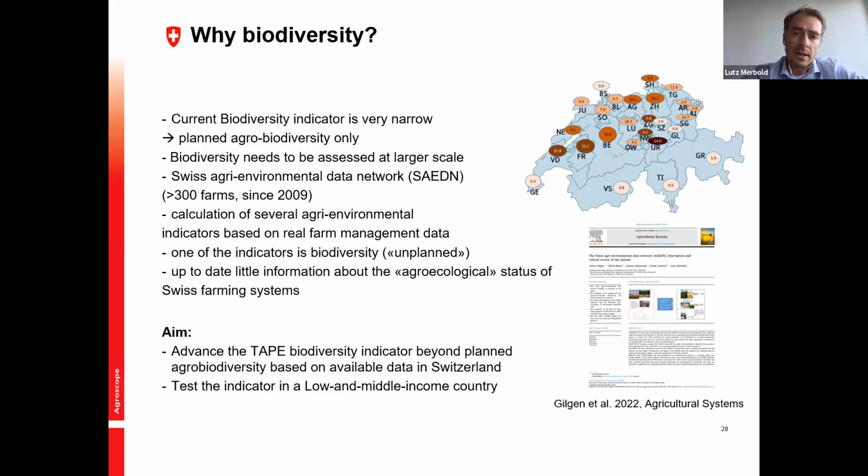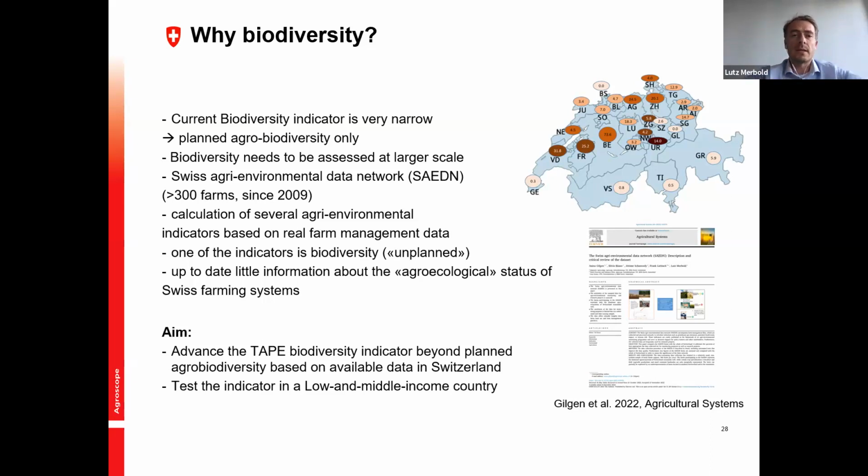And FAO actually reached out to us because we have a really nice Swiss agri-environmental data network, which covers all of Switzerland with more than 300 farms, and we've been observing these systems since 2009. So we have a long-term data set, and we already calculate biodiversity, but specifically unplanned biodiversity. So we're just looking at land scale and not necessarily at individual crop or animal species.